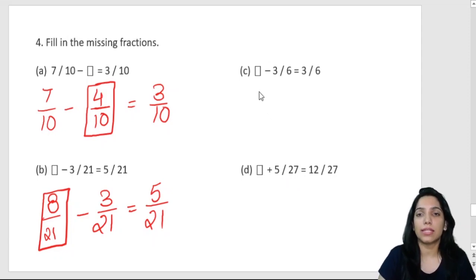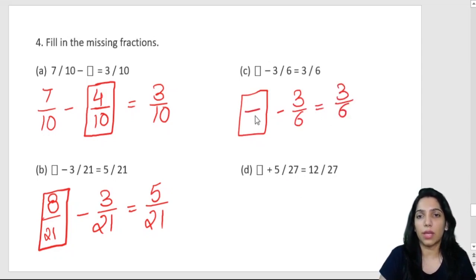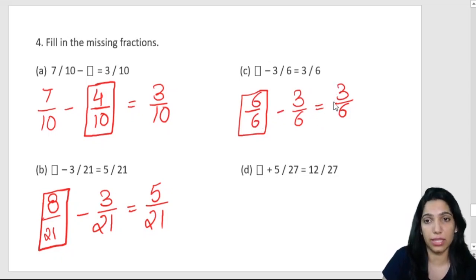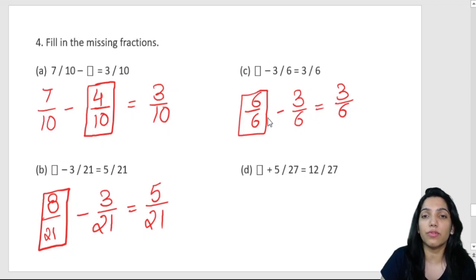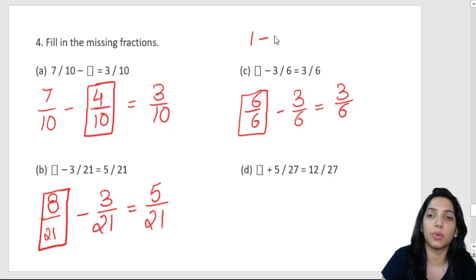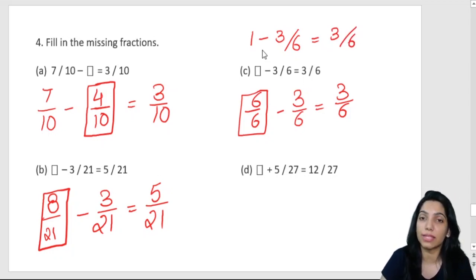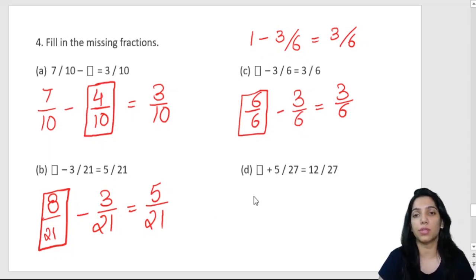It is something take away 3 over 6 and I get 3 over 6. So something take away 3 is 3. What is the number? It's 6 over 6, take away 3 over 6. The answer will be 3 over 6. So instead of writing 6 over 6, I can also write this as 1 take away 3 over 6 is equal to 3 over 6. Okay students, I hope you know why I have written 1 instead of 6 over 6, because it's representing the whole. Moving on to the next one.